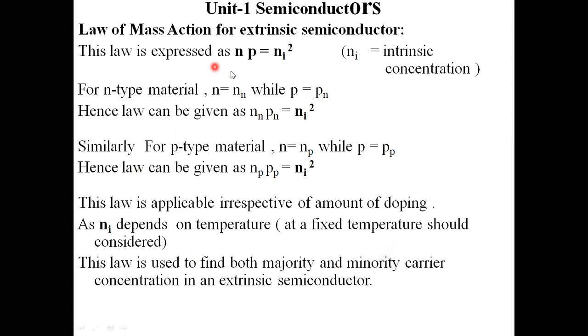We know this already in intrinsic semiconductor material, that is np is equal to ni square, where n is concentration of electrons, p is concentration of holes, ni is intrinsic concentration. For n-type material, I am representing this n as Nn, this p as Pn. Hence that law can be given as Nn Pn is equal to ni square.